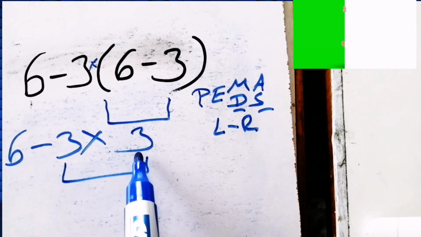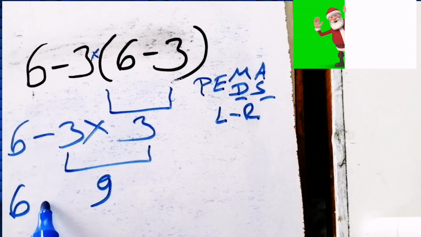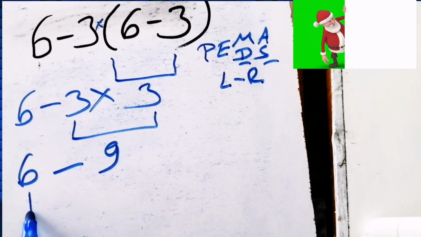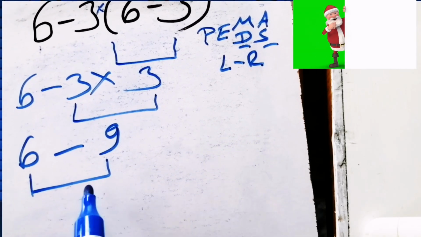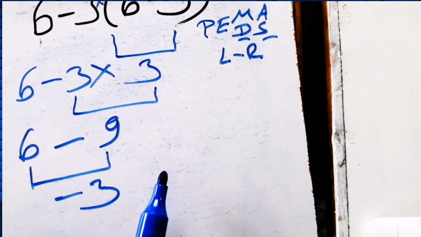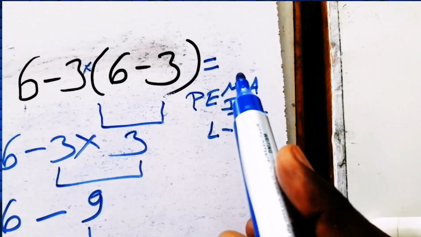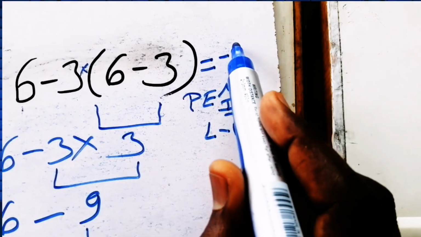3 times 3 which equals 9. Okay, then 6 minus 9. 6 minus 9 which equals negative 3. This is the final answer of this problem. Therefore the final answer of this problem equals negative 3.